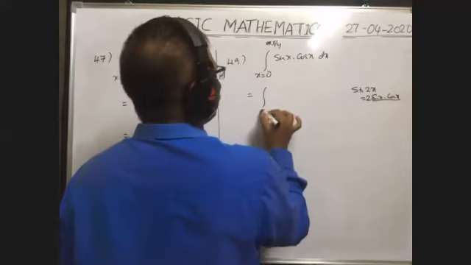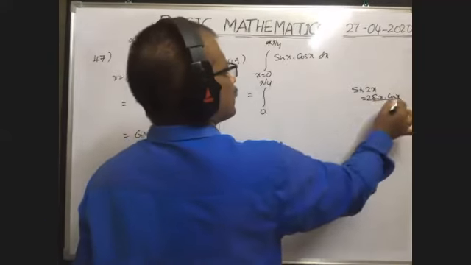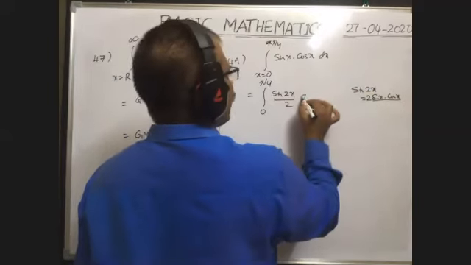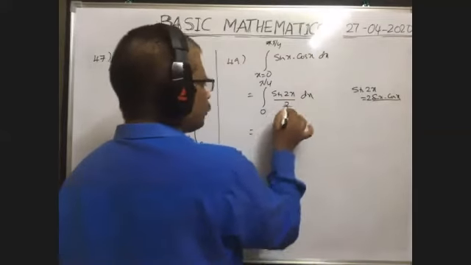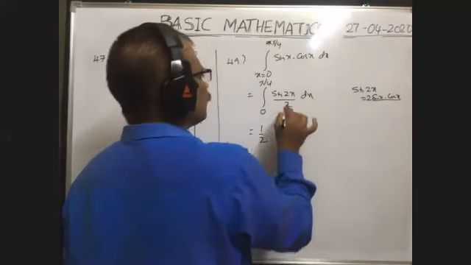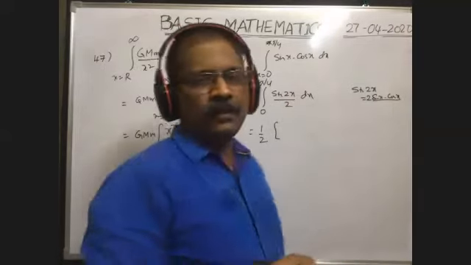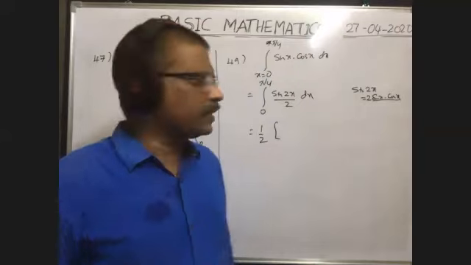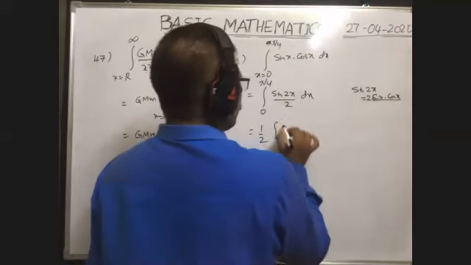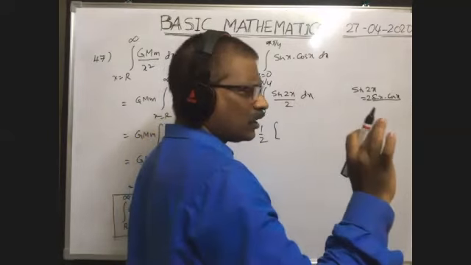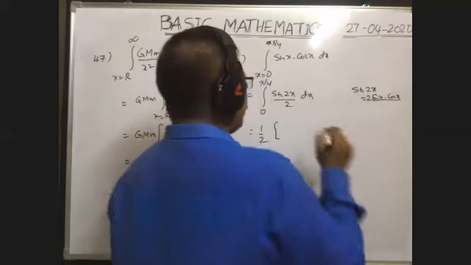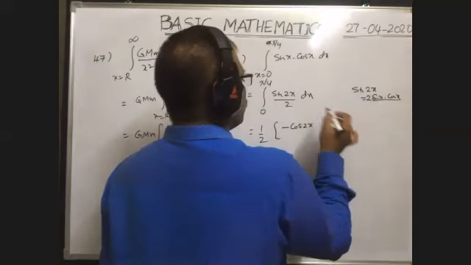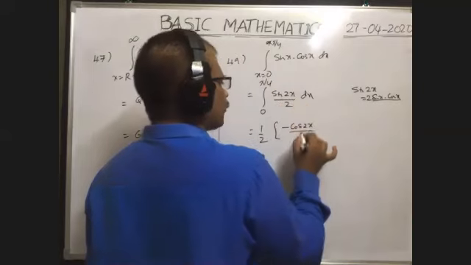So the integral from 0 to pi by 4, sin x cos x can be written as sin 2x by 2, no? Into dx, as it is you write. So 1 by 2, here 2 is constant, you write outside, into the integral of sin 2x dx. What is the integral of sin 2x dx? The integration of sin x dx means minus cos x. Similarly, here the integral of sin 2x dx means minus cos 2x by 2, because the coefficient of x is 2.